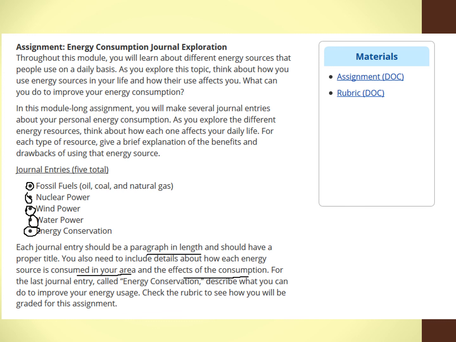If you have questions about what to do for this, you can always email me, come to Resource Room, and we can talk about it. There also is a rubric. If you open that, it will show you exactly what I'm going to grade you on. So open that rubric, see what you're going to be graded on so that you know how to make these journal entries. And at the end of the unit, we'll turn those in.